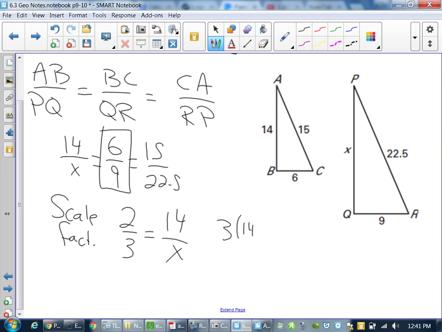Cross multiply. 3 times 14 is 2 times x. We get 42. Then I get 21 for x. There's a couple ways to do it. Mentally or cross multiply and solve. And it works.